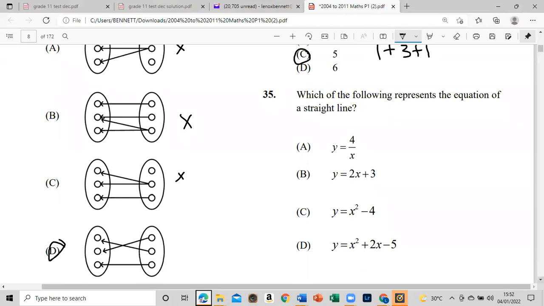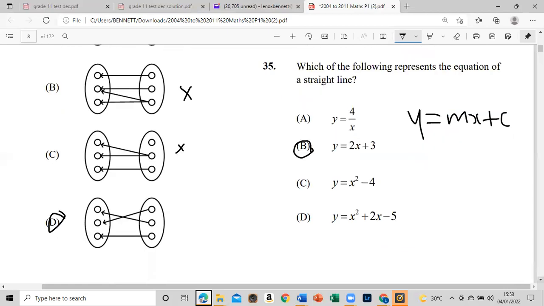Which of the following represents the equation of a straight line? Every straight line is in the form y equals mx plus c. All right, so let's move on from 35.